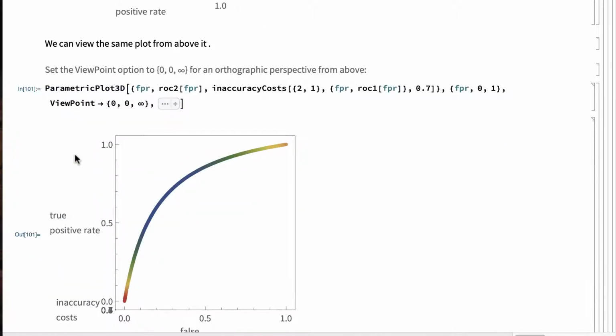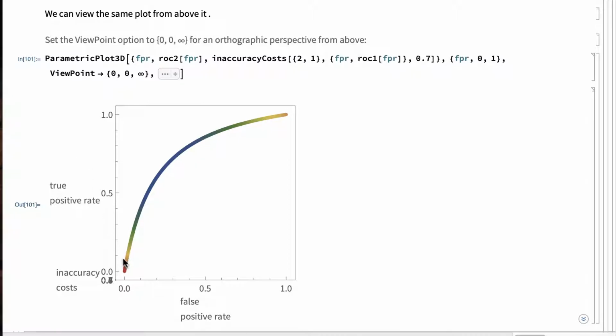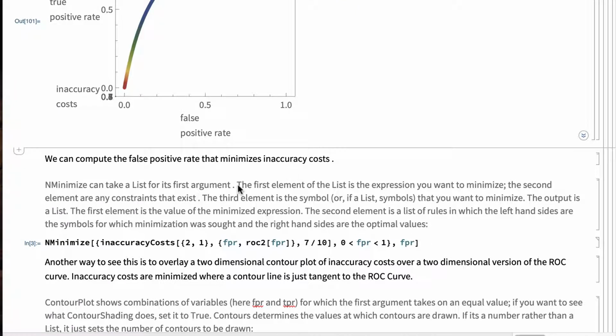So when we do that, we see this looks like an ROC curve because basically we can no longer see the inaccuracy cost information. All we can see is the coloration of it. And again, I don't know where it's maximized. Maybe we'll ask it. In fact, that's what I do next.